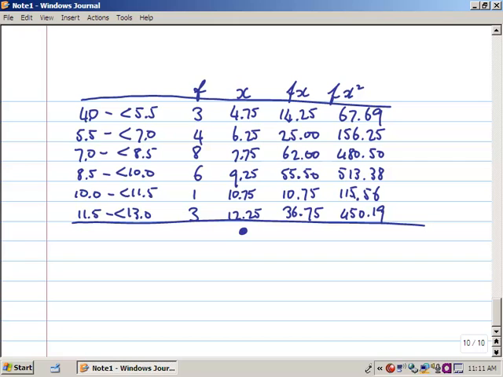We're going to add these columns. Again, never the x's. Don't ever do that; break that habit, because it'll lead you into trouble. Add the frequencies. It's 25, so sigma f is 25. Sigma fx is 204.25. And sigma fx squared is 1783.56 approximately.